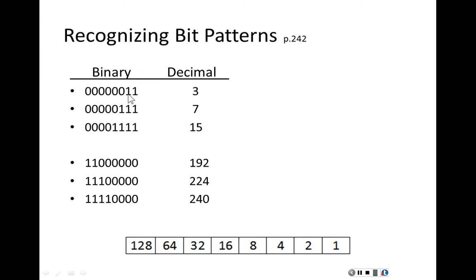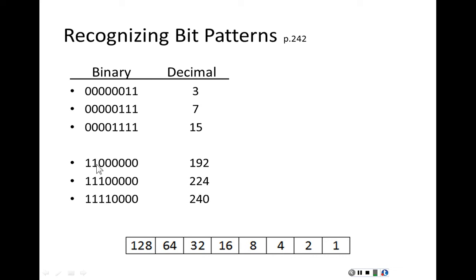So, 6 zeros and 2 1s is equal to 3, because you got a 1 and a 2. 3 1s is equal to 7, because you got a 1, a 2, and a 4. 4 1s is equal to 15, because you got a 1 and a 2 and a 4 and an 8.